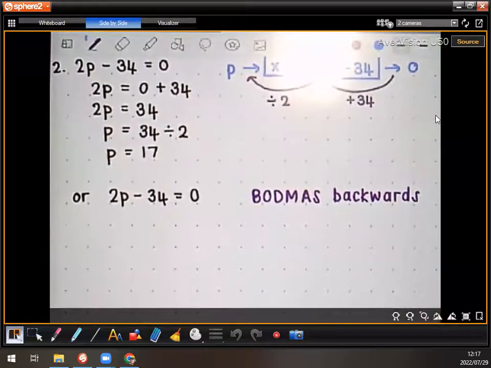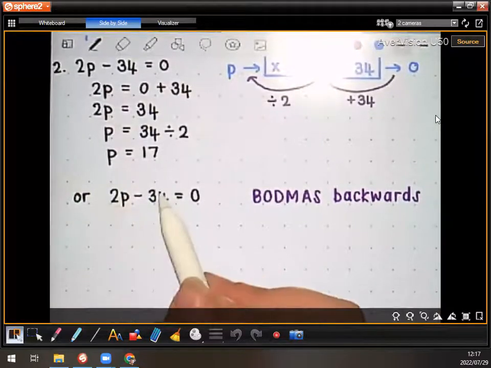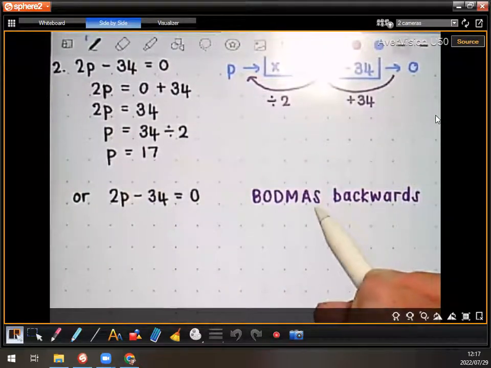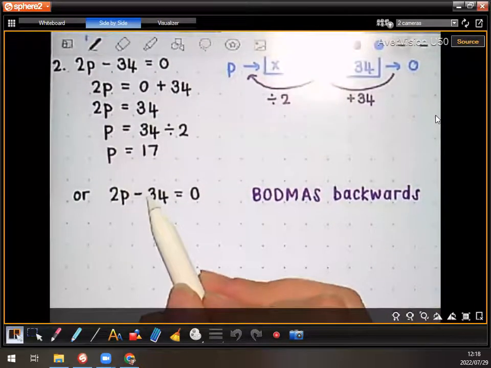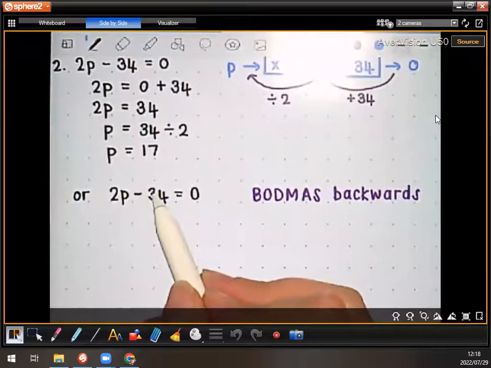When we're solving the equation, we are essentially working backwards all the time. So the order of operations is also going backwards. So am I going to do the times first or the minus? Get rid of the times or get rid of the minus? The minus first, okay, because that's there at the end. So how do I get rid of a minus 34?